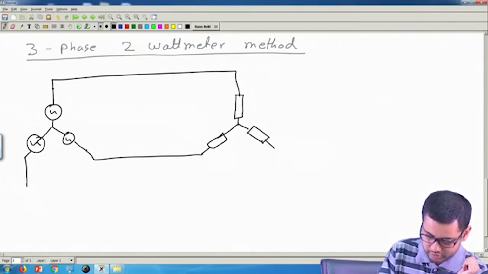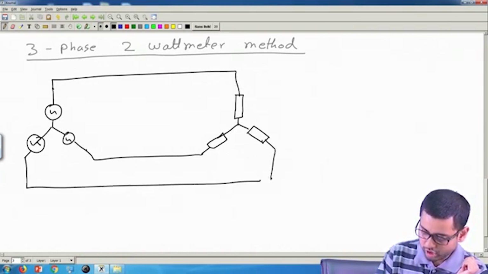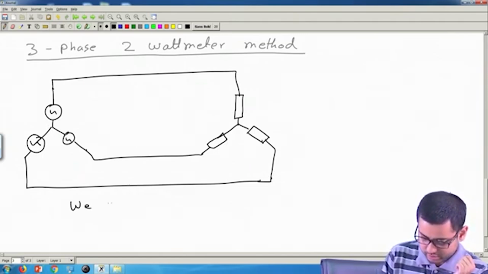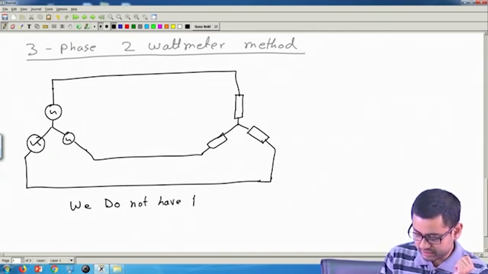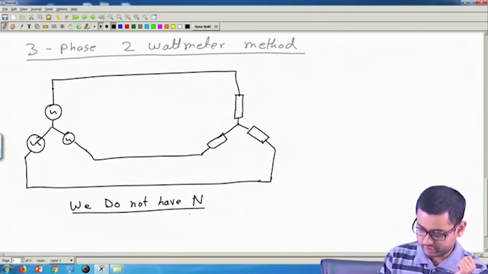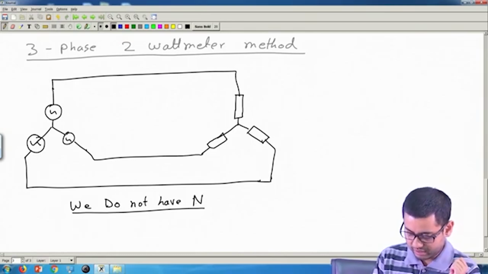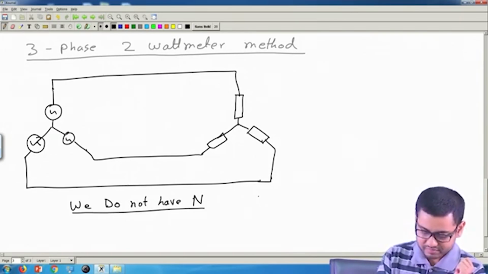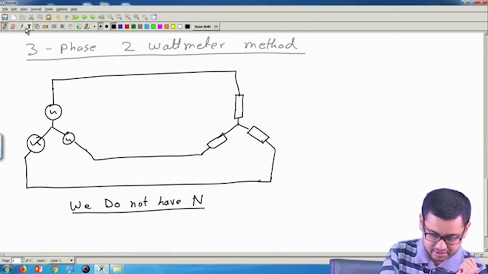Now this time we should not have the neutral. Okay, we do not have the neutral line. So, this is important. This is very important. We should not have this neutral line in this method. And now, the way to connect the two wattmeters is as follows. Okay. So, we will have two wattmeters.